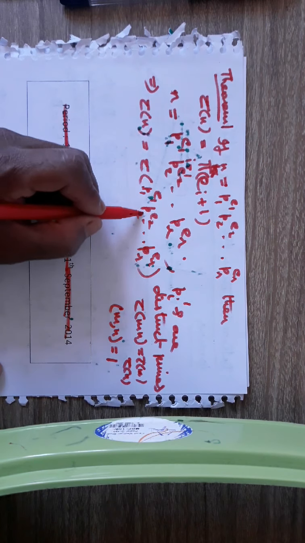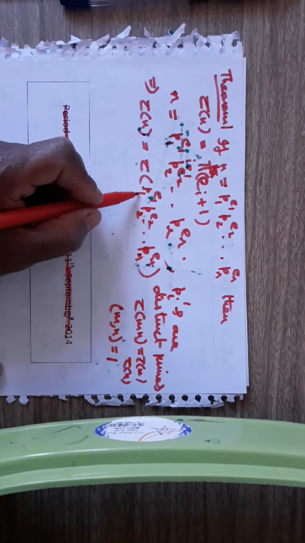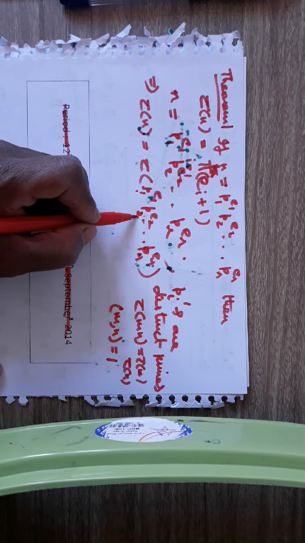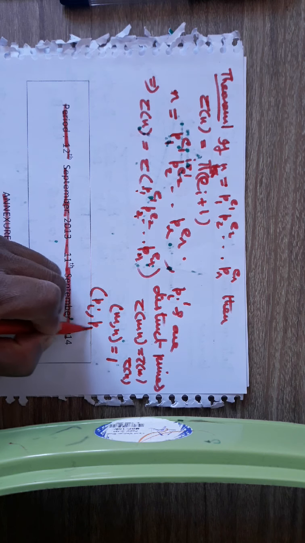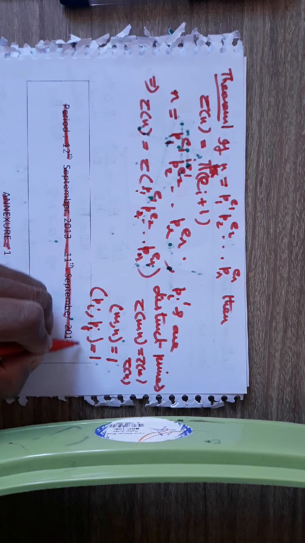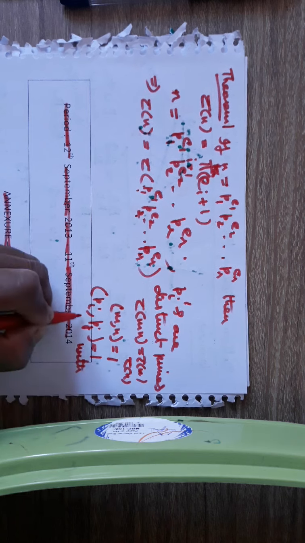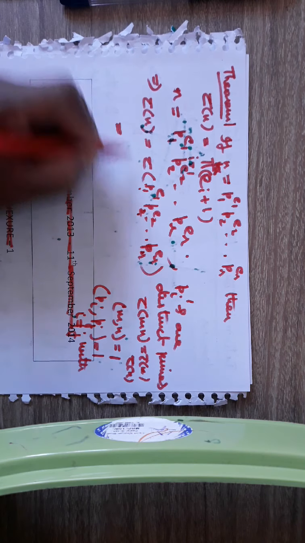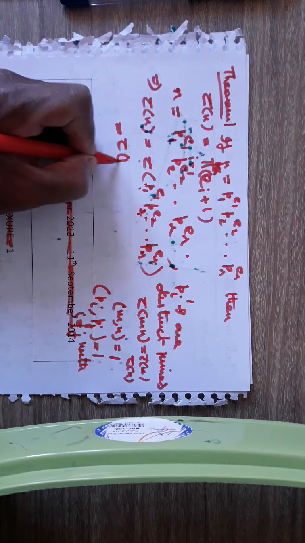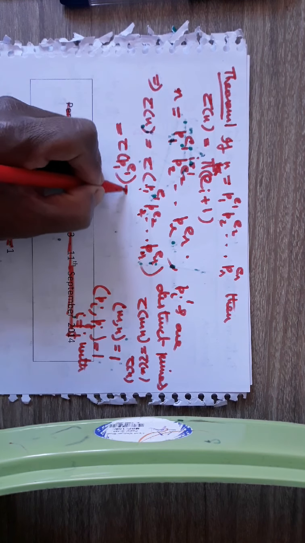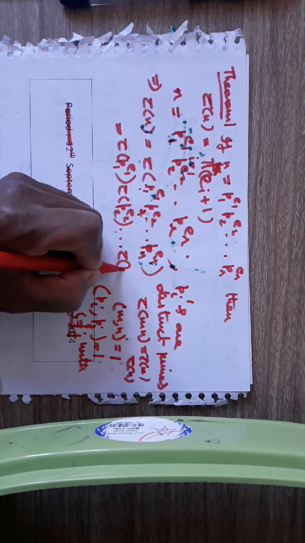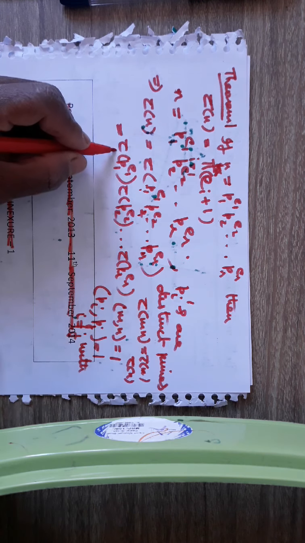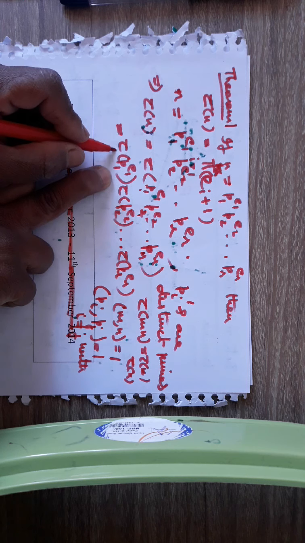So here, since p1, p2, and so on are all distinct primes, they are relatively prime in pairs. GCD of pi and pj is equal to 1 with i different from j. So this implies that tau of n is the same as tau of p1 to the power e1 into tau of p2 to the power e2 up to tau of pr to the power er. Now what we are going to find is, what is the formula for this?